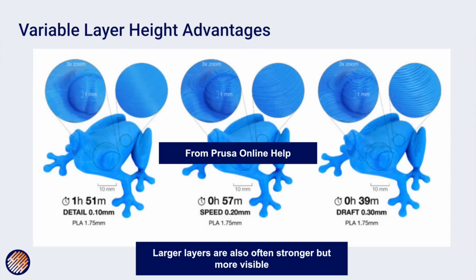Here's a picture that I took right off the Prusa online help. And you'll see that the layer height of 0.3 is much more visible than the layer height of 0.1, but that the model printed at a larger layer height was a much faster print.